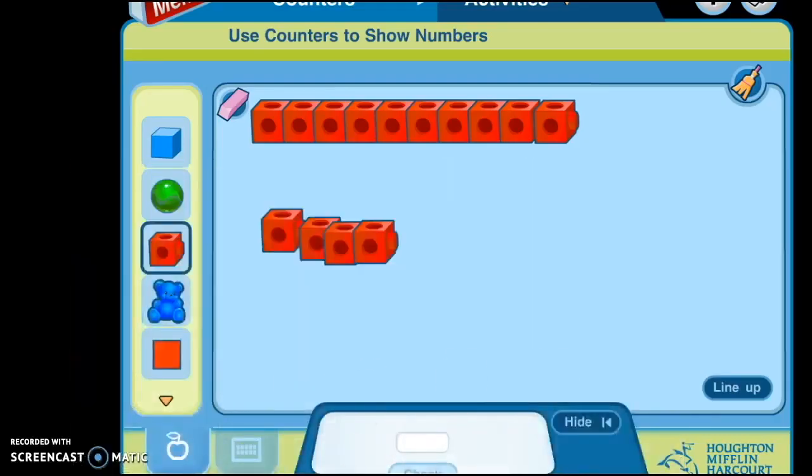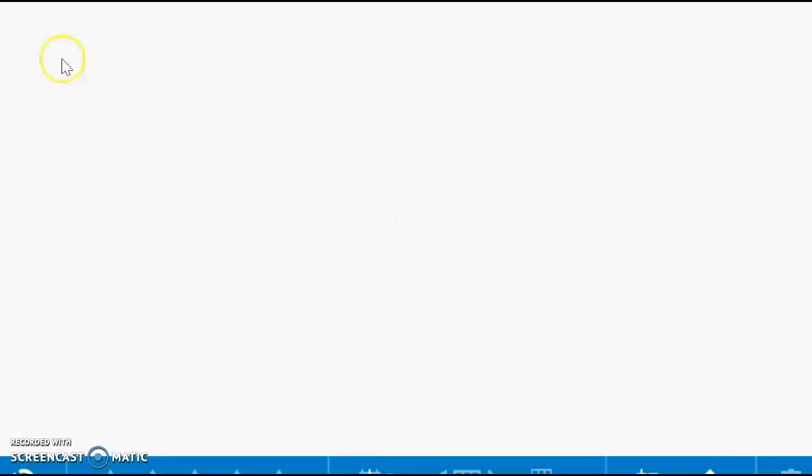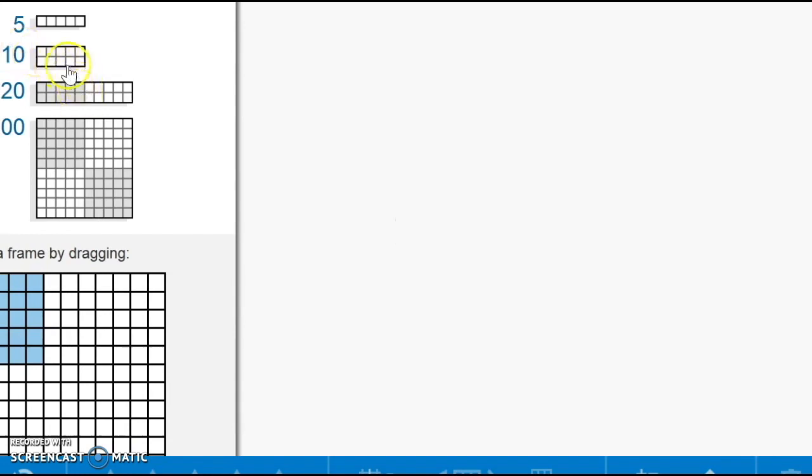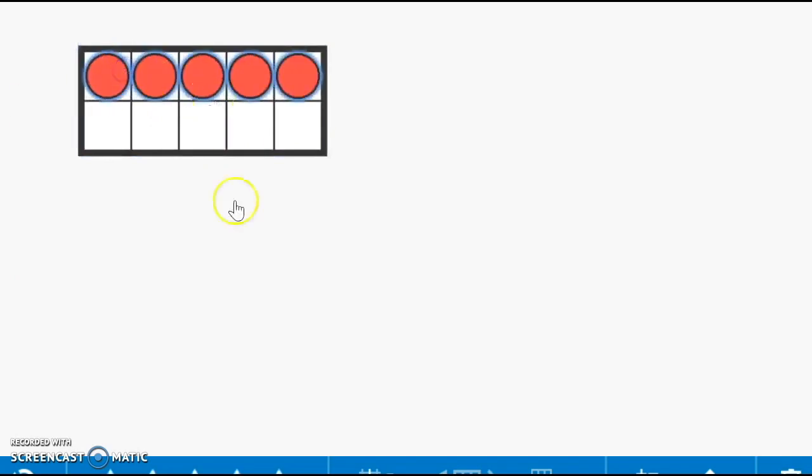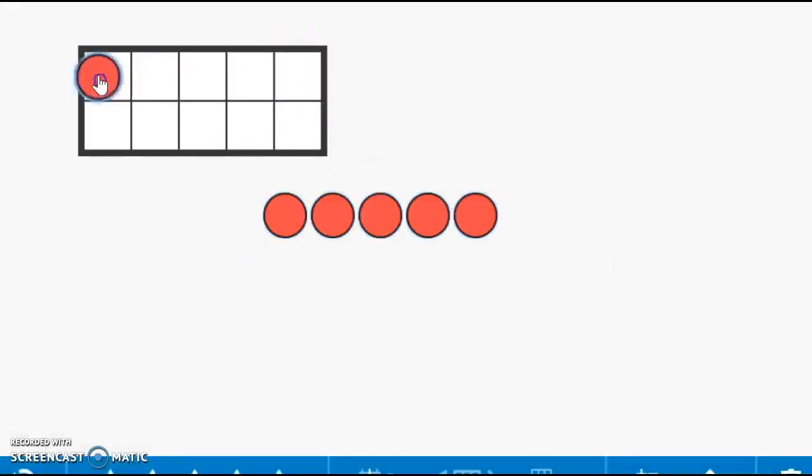All right, so let's also talk about number frames. Let's do a 10 number frame here. Let's say I have 3 dots. 1, 2, 3. How many more dots do we need to build to 10?